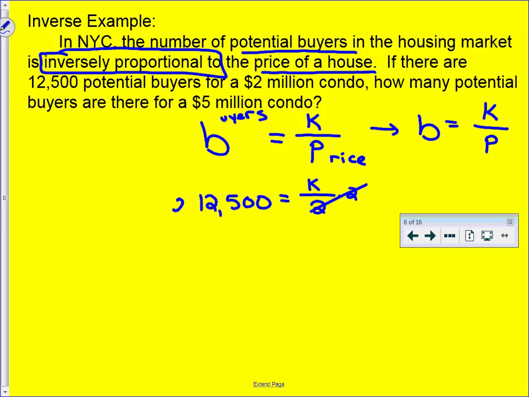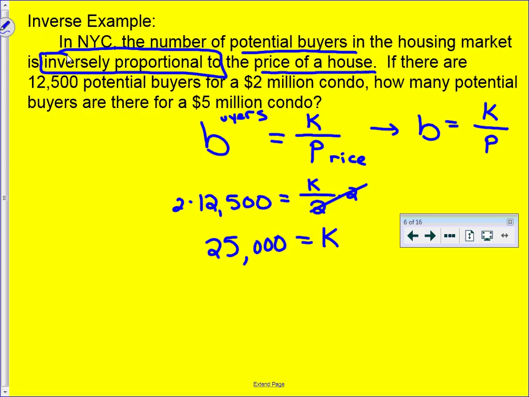I multiply both sides by 2. So that means that I have 25,000 possible buyers in this market that could afford any given price point for a condo. So if I have a $10,000 place, a $10 million place, this is our constant as we plug other values in.